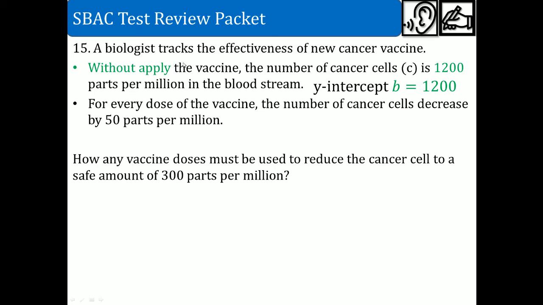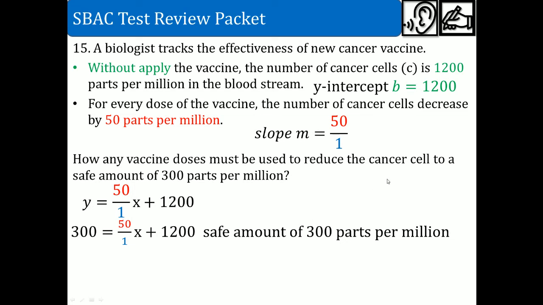All right, so without applying, it is 1,200. That's why it's considered the y-intercept. So b equals 1,200. Look at the key word here, without applying, or you could also look for the word like starting. Next, it decreases by. Decreasing by, increasing by would indicate a slope. 50 parts per million, so your slope here would be 50 over 1. Plugging into the equation y equals mx plus b, you get y equals 50 over 1x plus 1,200.